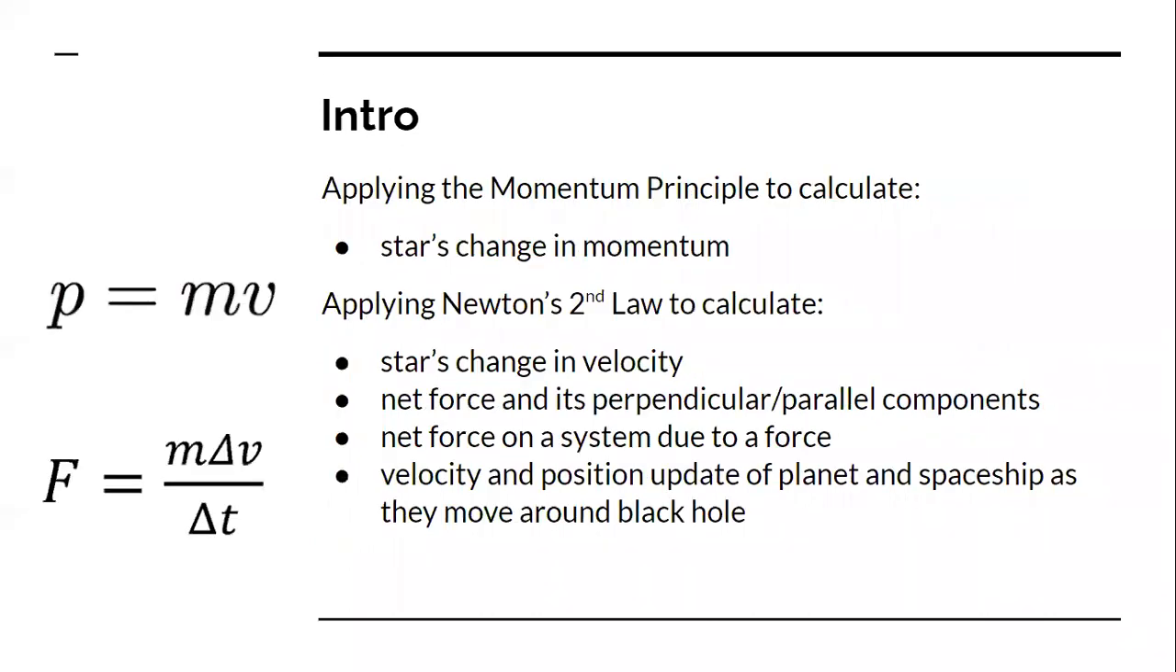The two main formulas we're going to use are the momentum principle, where momentum is equal to mass times velocity, as well as writing that the change in momentum is equal to the mass times the change in velocity. We also use Newton's second law to derive that formula, from the net force being equal to the mass times the change in velocity over the change in time. These two formulas are important because they help us calculate some things we need to know about both the star and the spaceship. We use the velocity and position update formulas from Newton's second law, finding the net force, and the momentum principle to help us find the change in momentum.